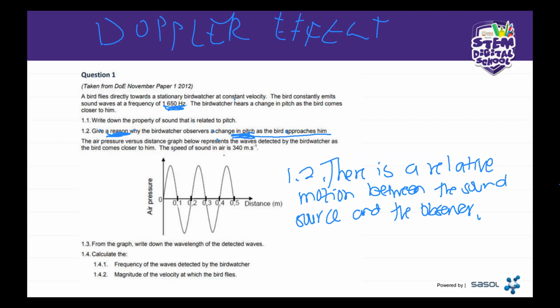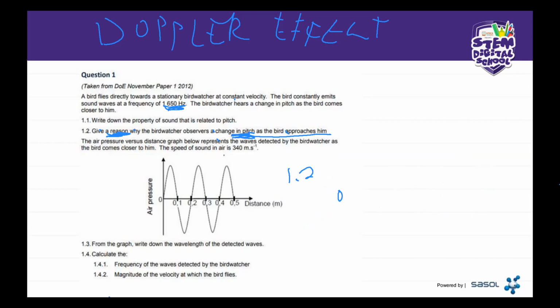So we're moving on. Now that we've explained that, let me just erase it so that we can get to the problem that we're dealing with. They say here, the air pressure versus distance graph below represents the waves detected by the bird watcher as the bird comes closer to him. The speed of sound is 340 meters per second.